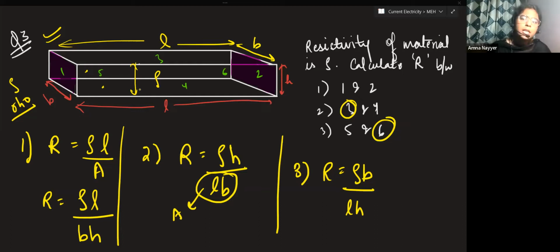I'm stopping here. A very, very small portion, how temperature affects the resistance, is left. That we'll do in the next class because it's a huge topic. And then we have terminal potential and EMF for this. And if you people have your assignments, do submit them by the end of the week.